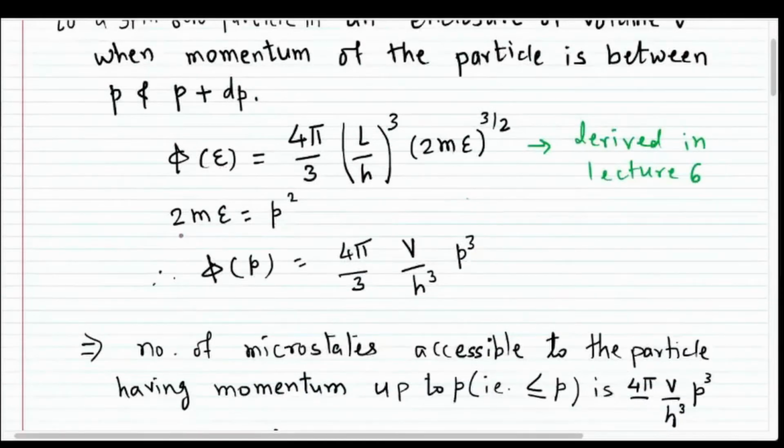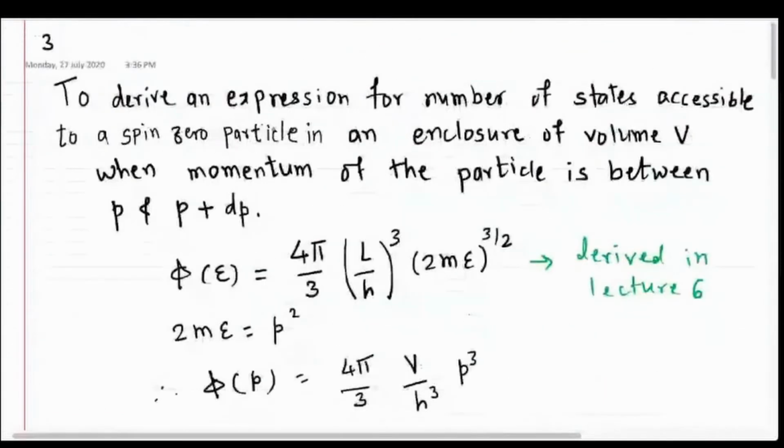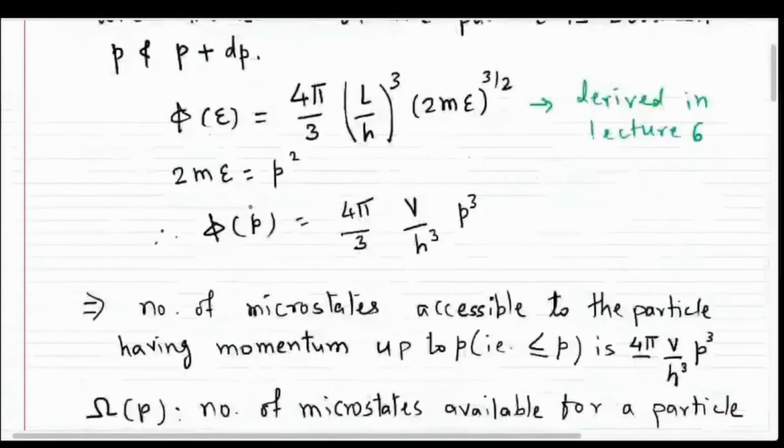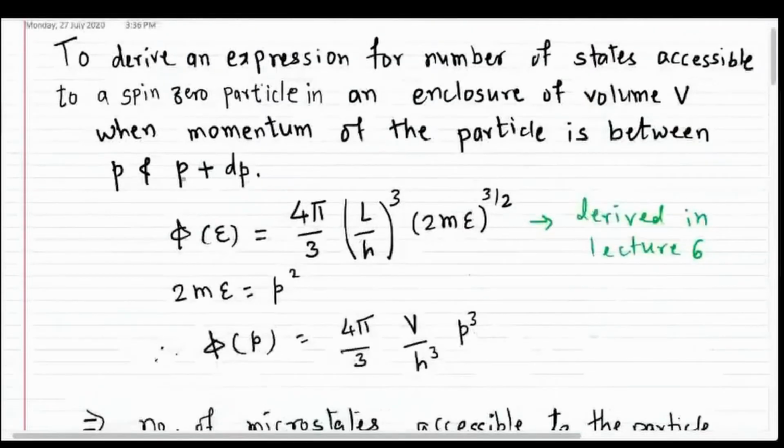So we know that 2mE is equal to p square. So if you want to write phi p, we'll have to write here p square raised to 3 by 2. So it will become p cube. Okay. Now this is the number of states which are accessible to the particle when its momentum is anywhere up to p. Okay. Now what are we asked to find out? The expression for the number of states accessible to this particle within this enclosure when momentum is changing from here to here. So we want to find it only within the range p to p plus dp.